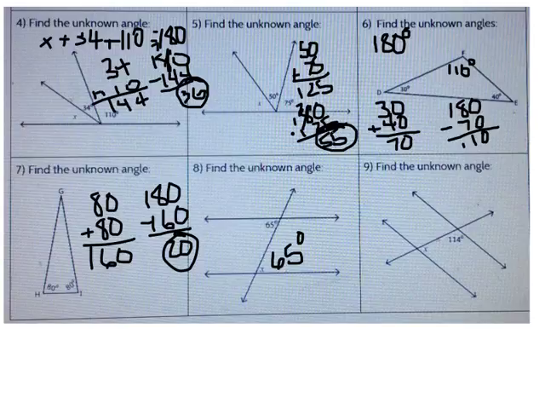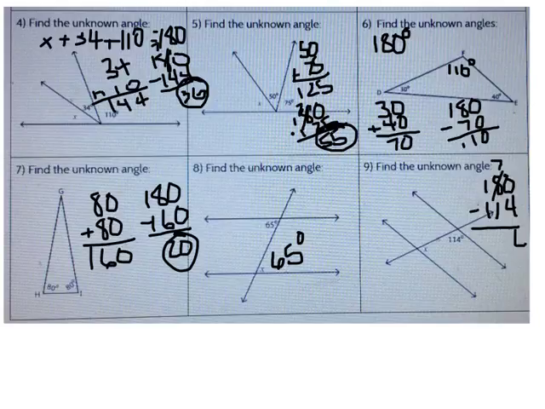Now let's solve number 9. Angles x and 114 degrees are same side interior angles. That means that they're supplementary to one another, or they add up to 180. I can find x by subtracting 180 minus 114. What's 180 minus 114? Well, 10 minus 4 is 6, and 7 minus 1 is 6. Angle x is 66 degrees.